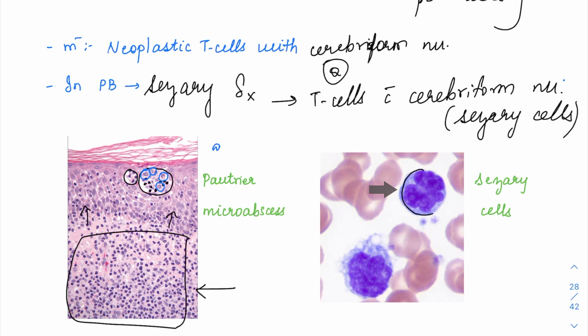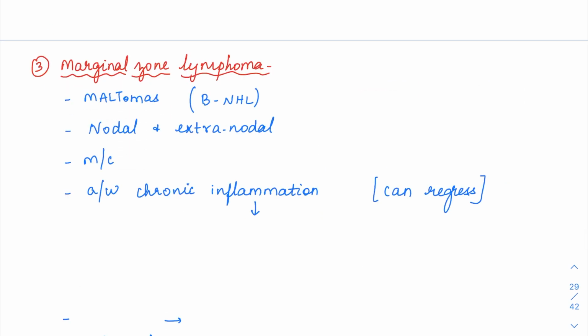So if you see, this is the lymphocyte which is atypical. Compared to the normal RBC, look at its size, it's quite big. And then look at the nucleus, it has multiple infoldings like this, as if it is a brain kind of sulci and gyri present. So these are called Sézary cells. So now we have seen about T cell non-Hodgkin lymphoma.